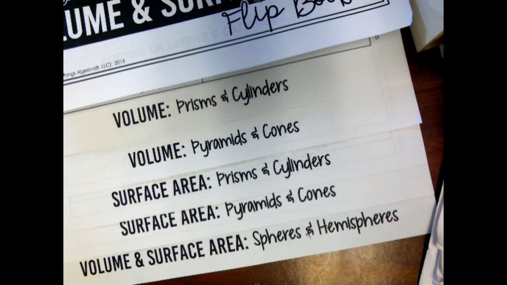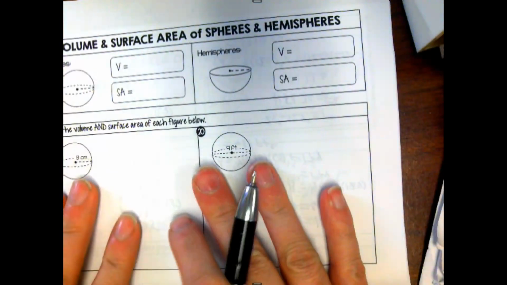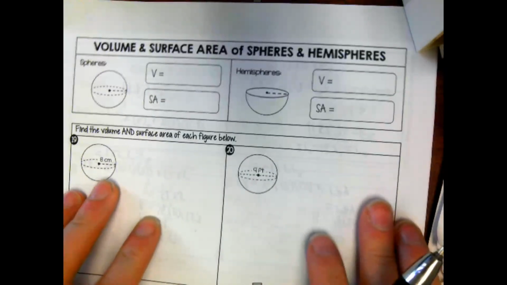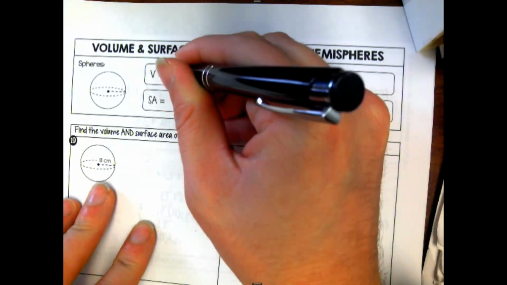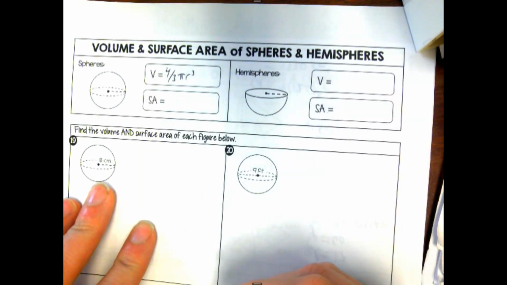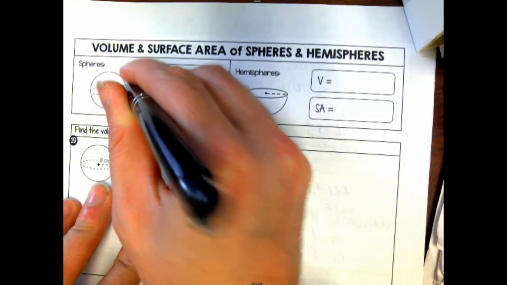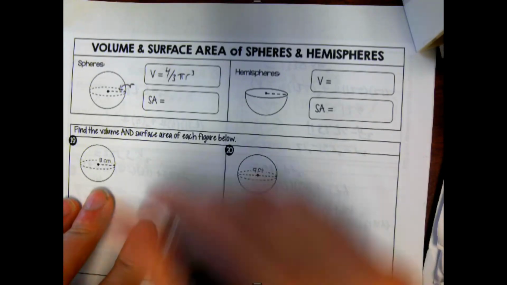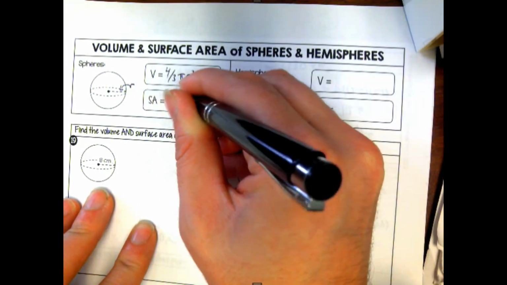We'll bring this unit to a close with surface area and volume of spheres and hemispheres, a hemisphere being just half of a sphere. So we're going to open our very last flap here and put in our equations. For a sphere, volume of a sphere is 4/3 pi r cubed, where r, of course, is the radius, the distance from the center of the sphere to the outside edge. And surface area of a sphere is 4 pi r squared.